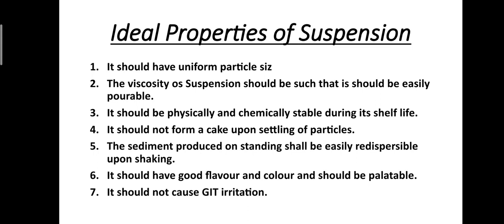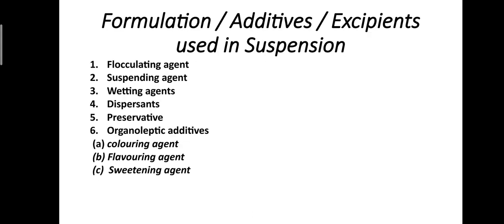Ideal properties of suspension: it should have uniform particle size. The viscosity of suspension should be such that it is easily pourable. It should be physically and chemically stable during its shelf life. It should not form a cake upon settling of particles. The sediment produced on standing should be easily redispersible upon shaking. It should have good flavor and color and should be palatable. It should not cause GIT irritation. These are the 7 ideal properties of suspension. Every suspension must have these ideal properties.